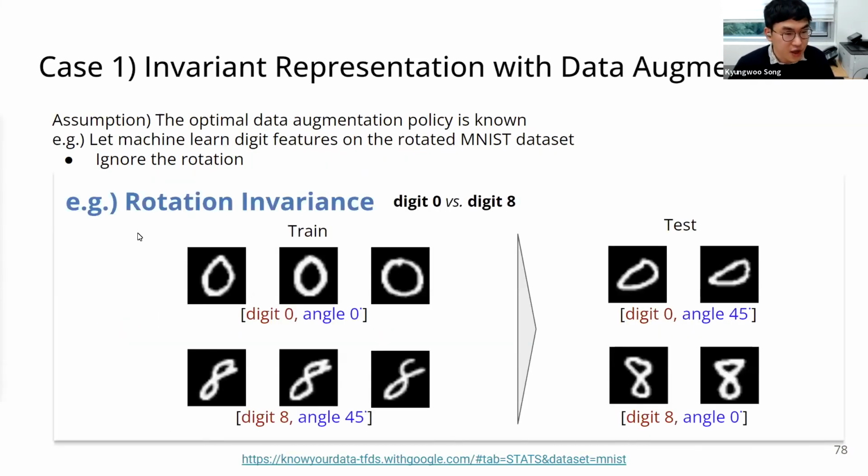We will cover the first case, where the data augmentation is possible. In this case, we bring the rotated MNIST dataset. Let's assume that we have non-rotated 0 and rotated 8 in the training dataset. The task is to predict the digit number, 0 or 8. And the rotation angle does not cause the label. Therefore, we want the machine to learn the invariant features, the digit, not the rotation angle.